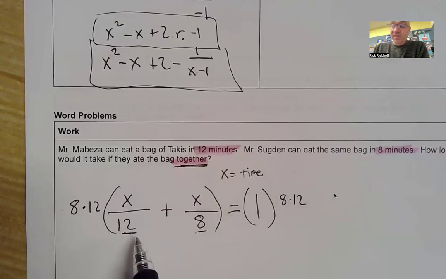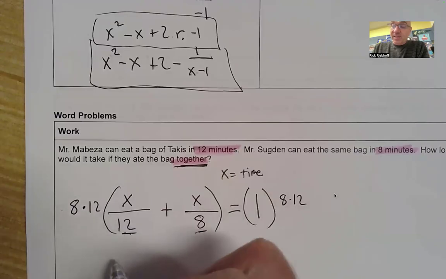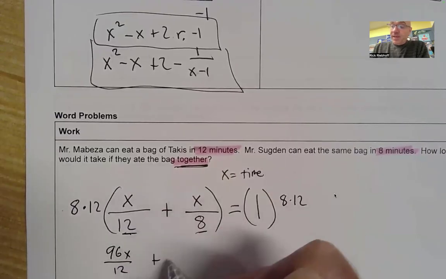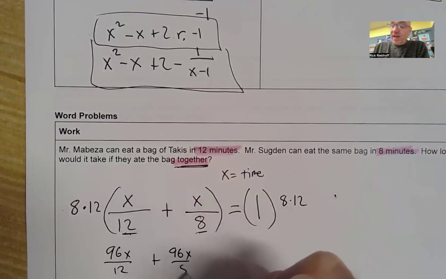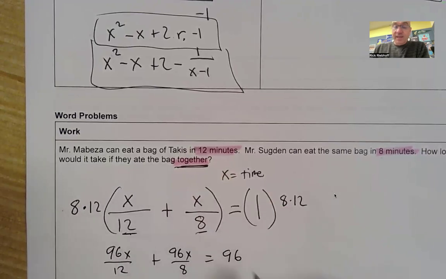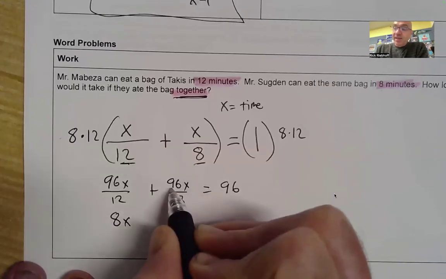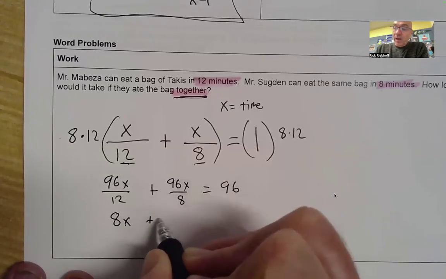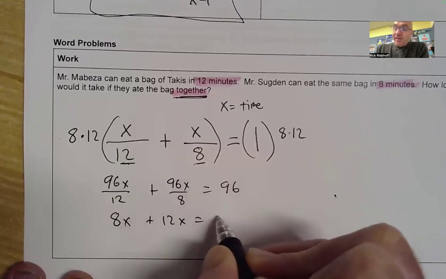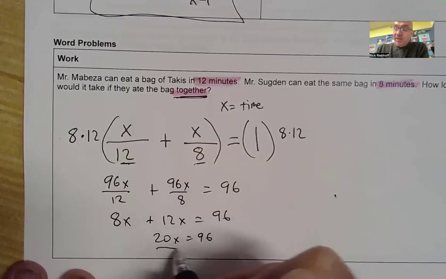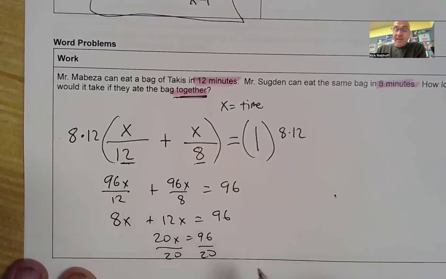So that's 96. So 96x over 12 plus 96x over 8 equals 96. This reduces to 8, this reduces to 12, and that is just 96. So 20x equals 96. So divide both sides by 20.